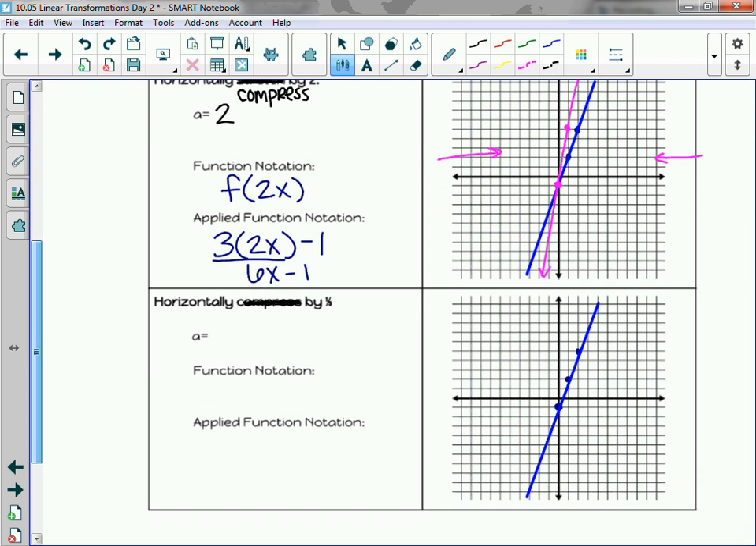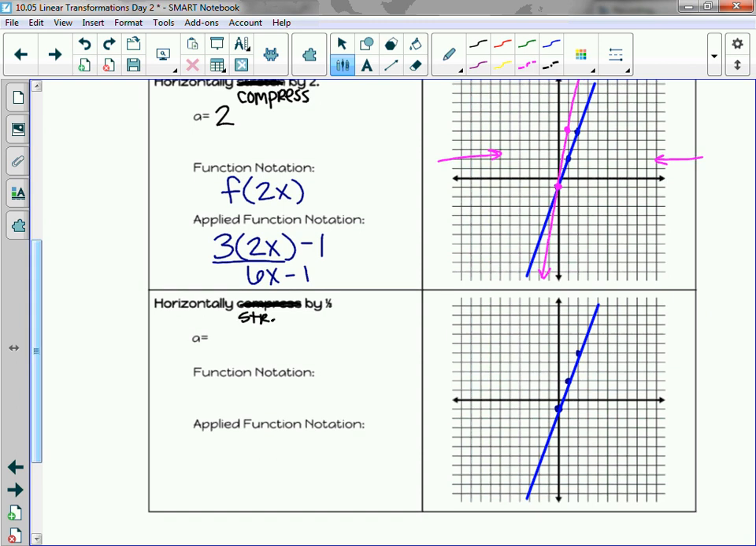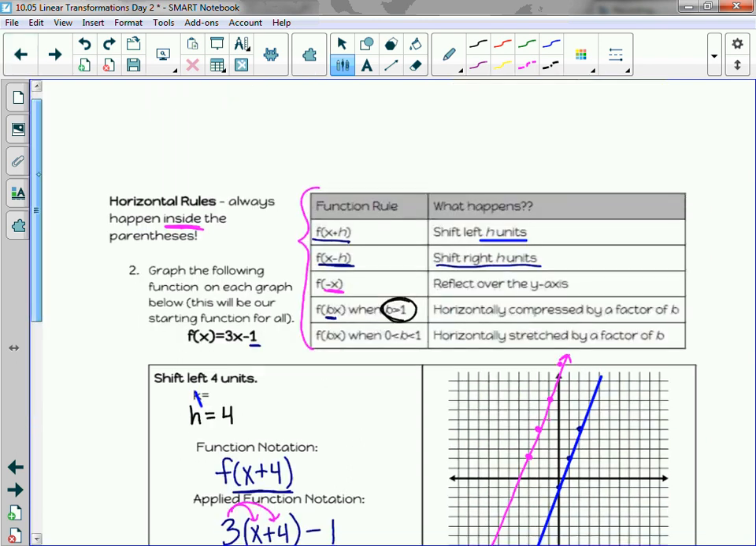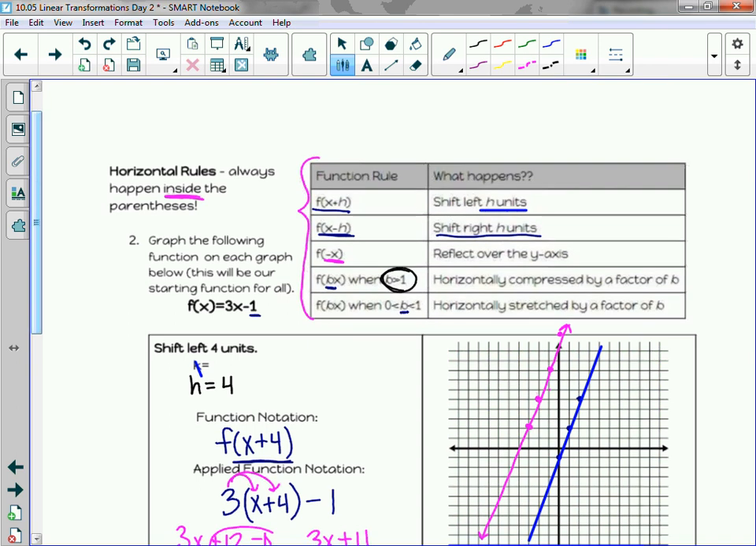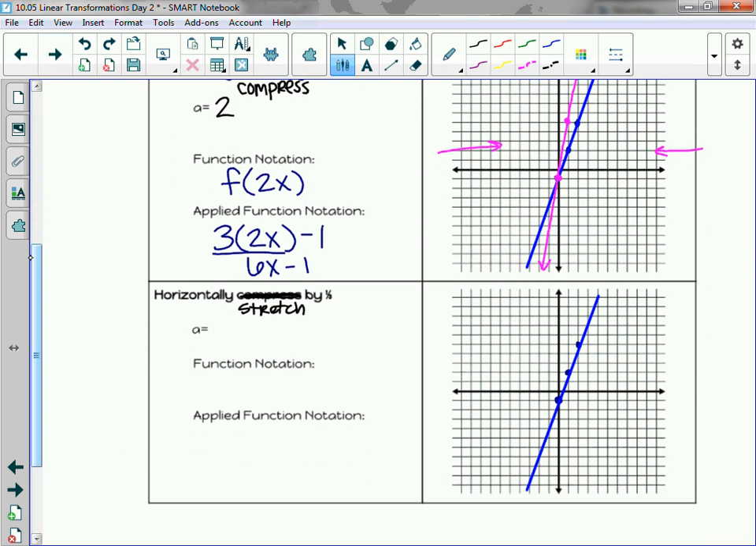This one should be a horizontal stretch by 1/3. So look at your notes, look at your table. Stretch by a factor of b when b is between 0 and 1. So we're going to multiply that 1/3 directly by the x. So our a is 1/3. Our function notation based off of our table is f of 1/3 x. I'm literally copying these from the table and just replacing that extra variable with the value given.